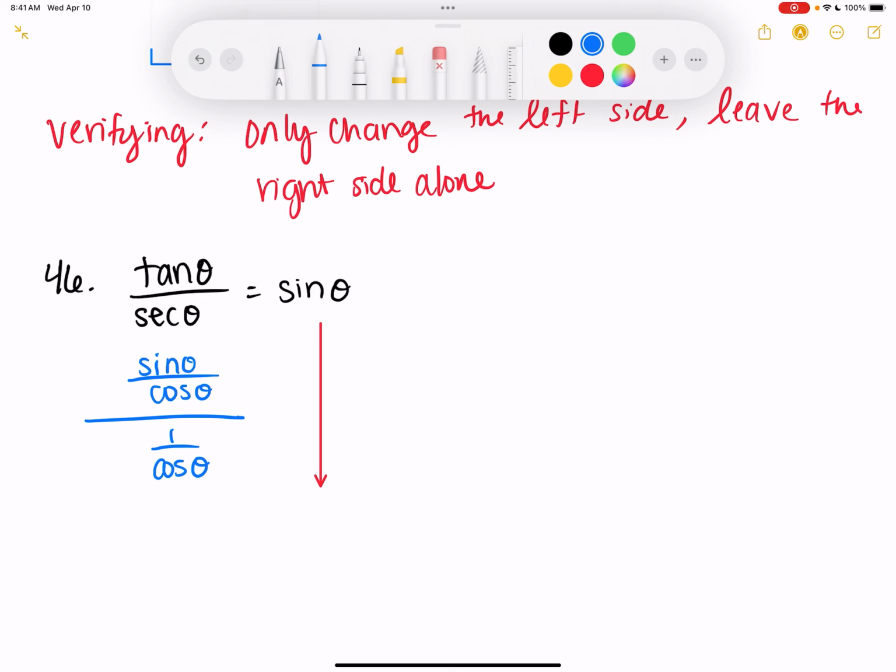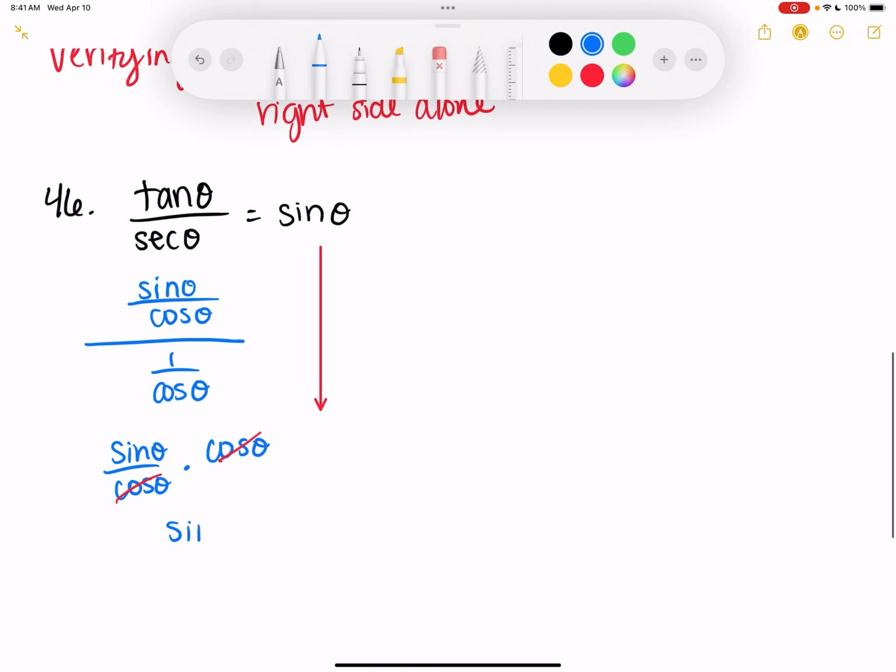So now I'm dividing by a fraction, so what do I do? Keep change flip. So I'm going to have sine theta over cosine theta times cosine theta. Cosine thetas cancel. And so I get to the end result that sine of theta is what I'm left with on the left, which is equal to sine of theta that they gave me to start with on the right, and I have verified it. So basically, it's the same stuff we did yesterday. They're just telling you what they want the end result to be.